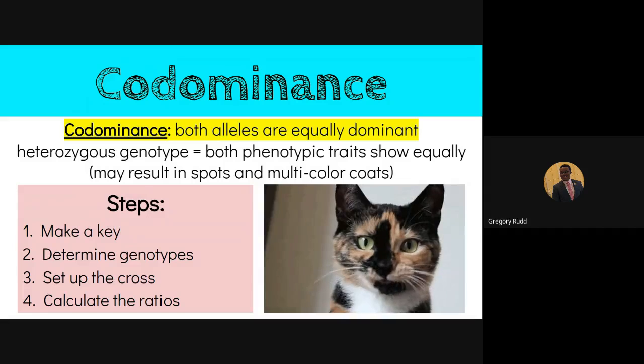This might look like spots. This might look like stripes. This might look like multicolored coats. We see this cat here, it's got some parts of its coat that are black, other parts that are blonde, other parts that are white. This is the result of codominance. And we see that the traits, the phenotypic traits, are shown equally. So we want to focus on the heterozygous genotype.